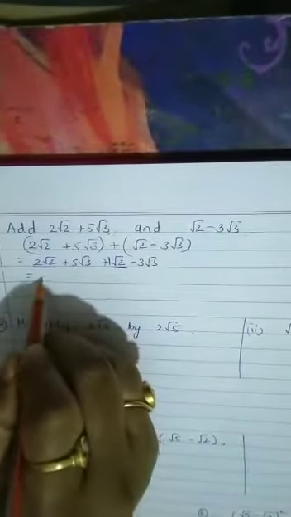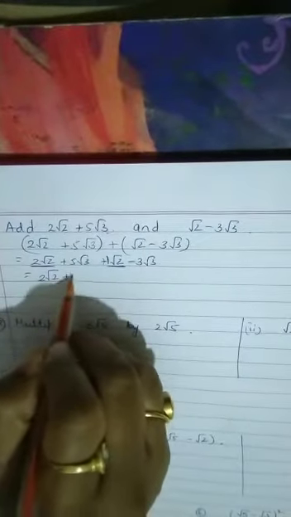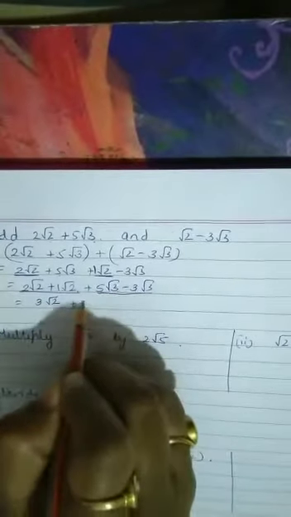I'll bring them together. We are not transposing them, but we are just rearranging them because they are on the same side. Now I have 5 root 3 and then I have minus 3 root 3. If you look at this, this is 2 root 2 plus 1 root 2. That will give you 3 root 2 plus 5 root 3 minus 3 root 3. 5 minus 3 is 2 and the root 3 will come along. I hope it is understood how to add.